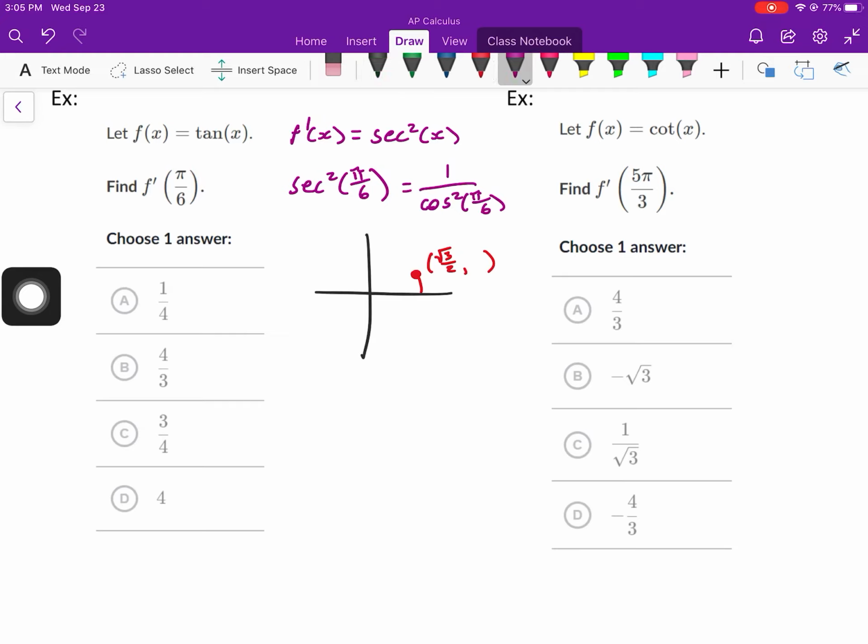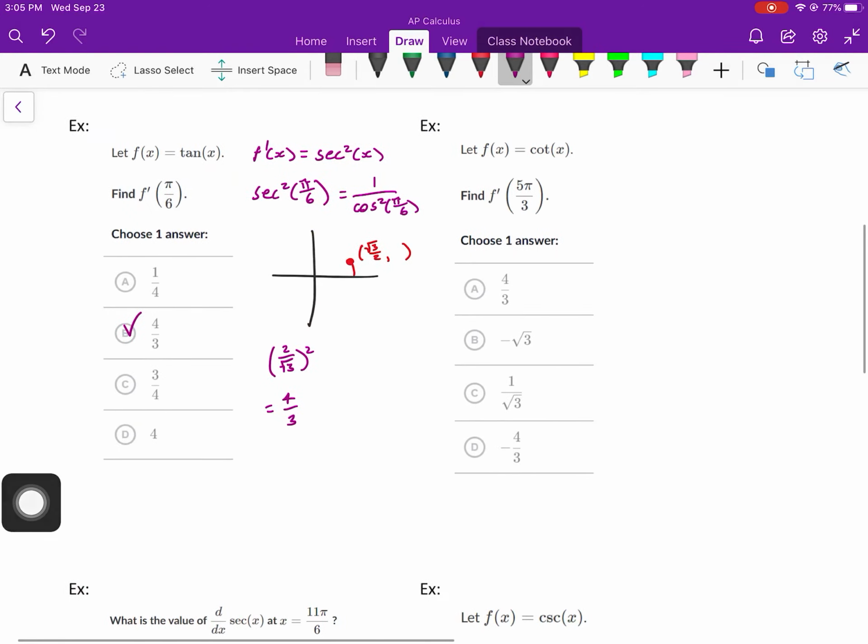So I'm going to have 2 over the square root of 3, but it's going to be squared, right? Because secant squared. And so this is going to equal 4 over 3, because square root of 3 squared is just 3. 2 squared is 4, so 4 over 3 is the answer.